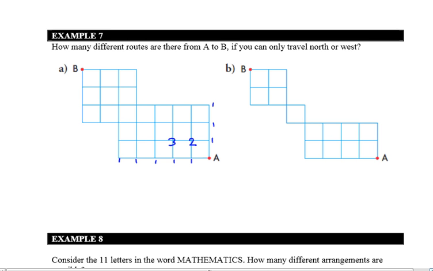So again, same idea. This spot right here, there's 1 way to get over here and 2 to get here, which are the both ways feeding into it. There's 3 total. So what would this one be right here?